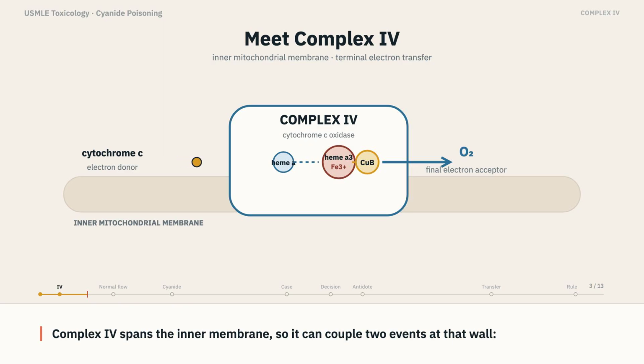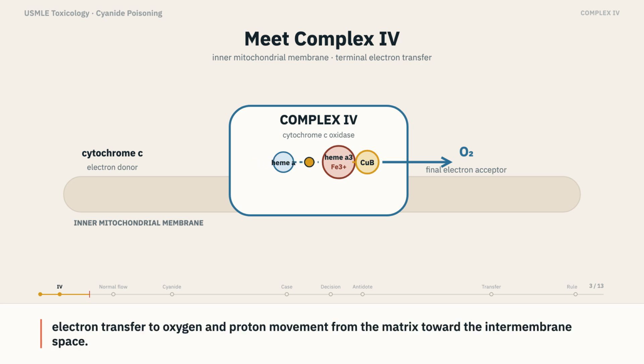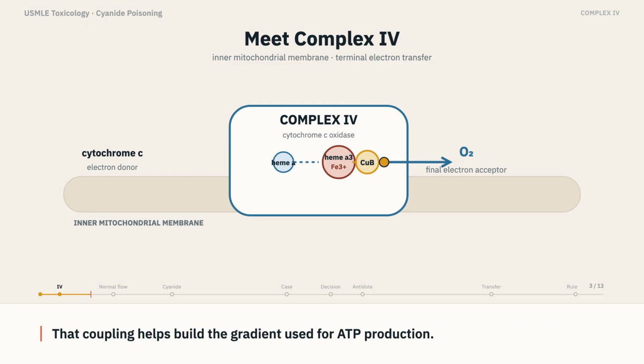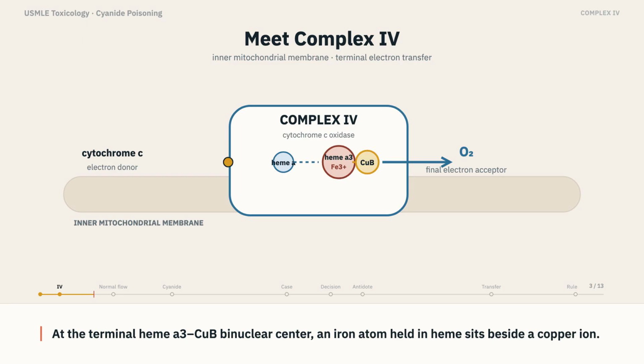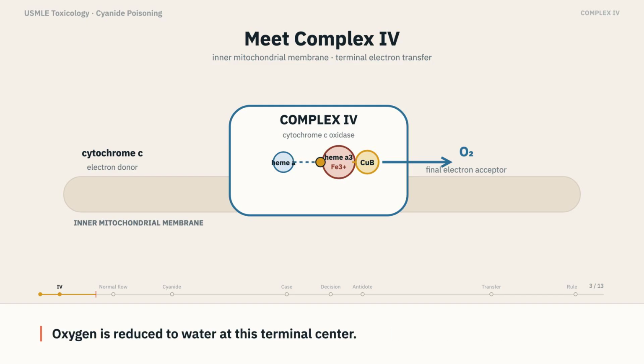Complex 4 spans the inner membrane, so it can couple 2 events at that wall: electron transfer to oxygen and proton movement from the matrix toward the intermembrane space. That coupling helps build the gradient used for ATP production. Complex 4 contains a chain of redox centers that carries electrons inward. At the terminal heme, a 3 copper B binuclear center, an iron atom held in heme sits beside a copper ion. Oxygen is reduced to water at this terminal center.